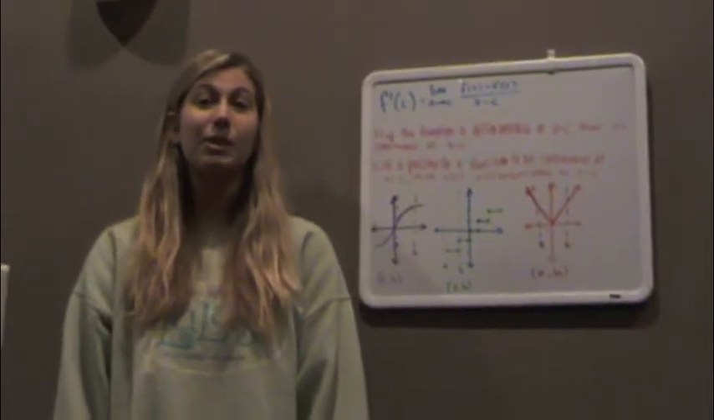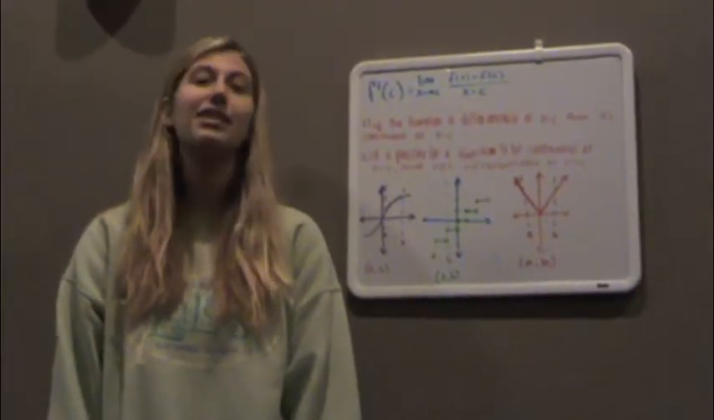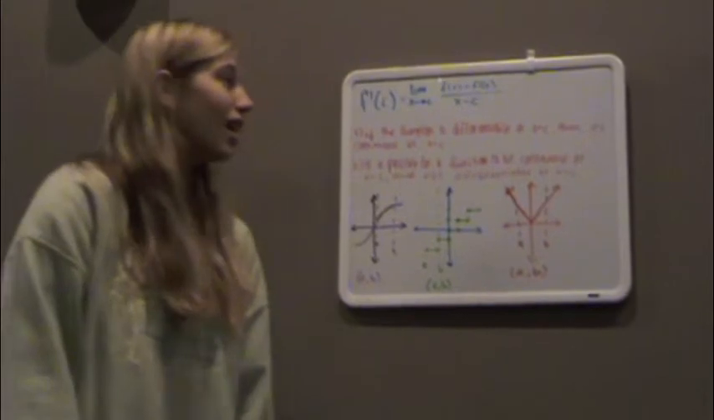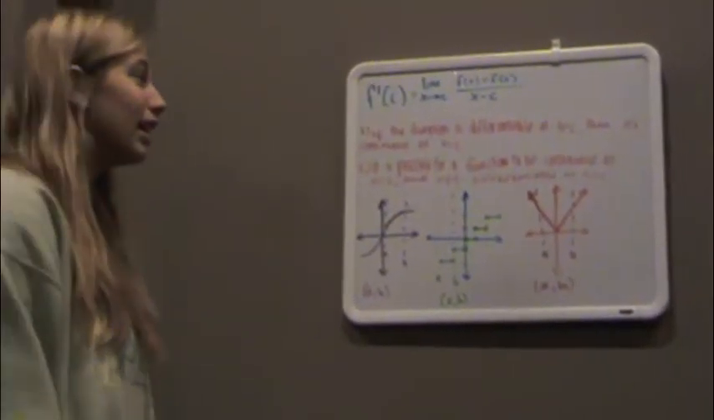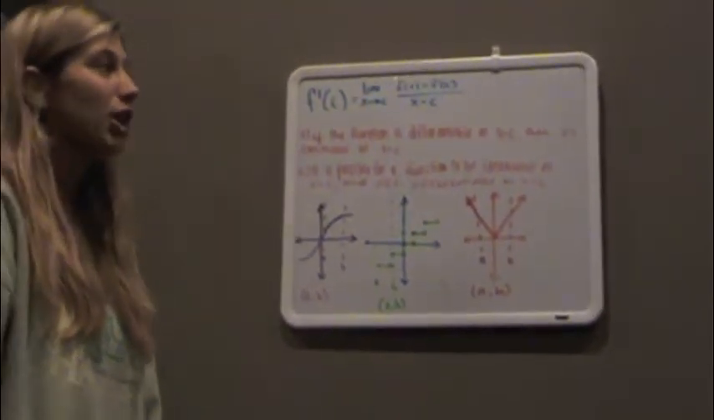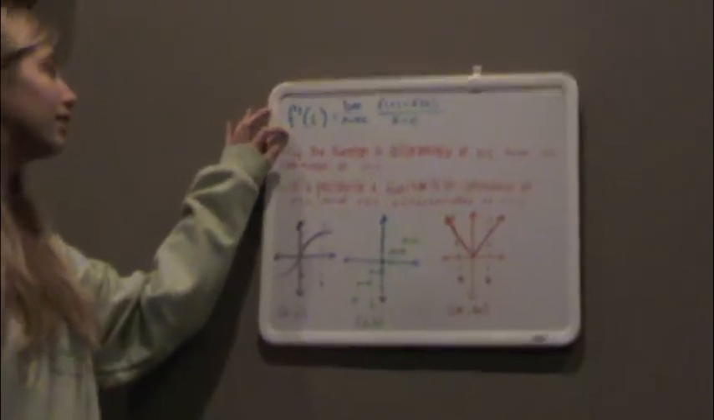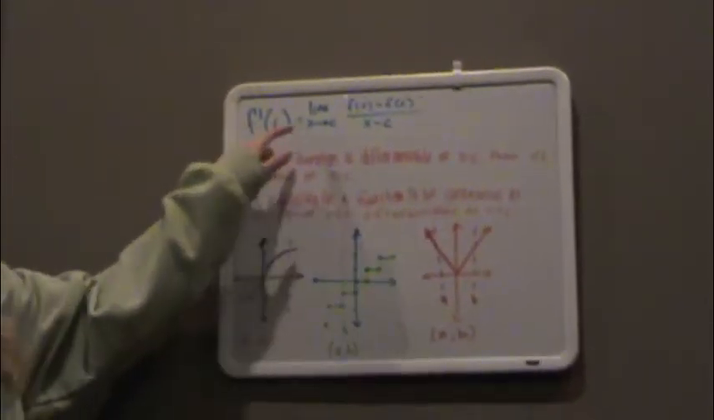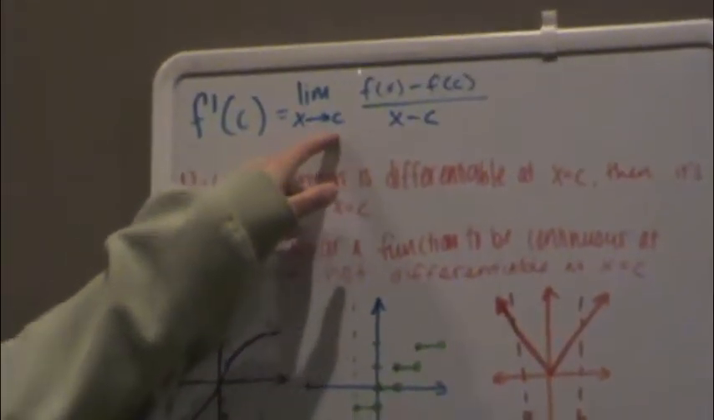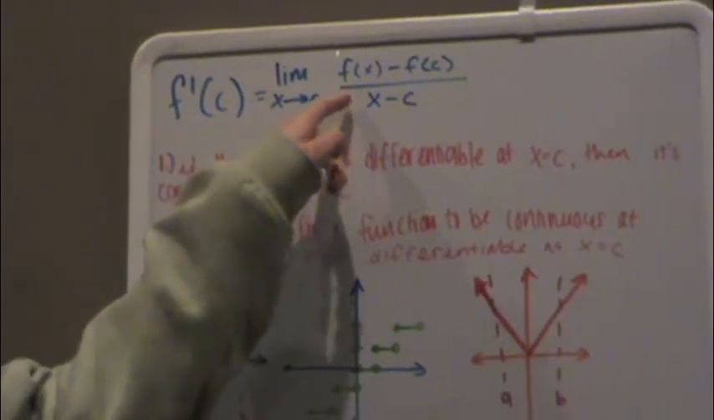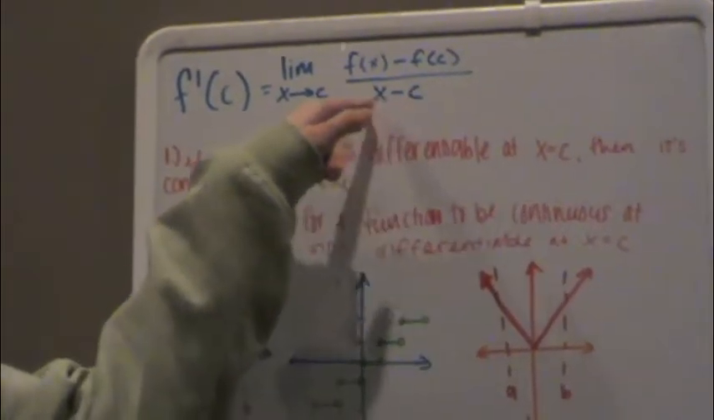About the relationship between differentiability and continuity, and differentiability in general. Alright, in our past videos we gave you equations to differentiate a function, and this is just another way to write it. f prime at c equals the limit as x approaches c of f of x minus f of c over x minus c.